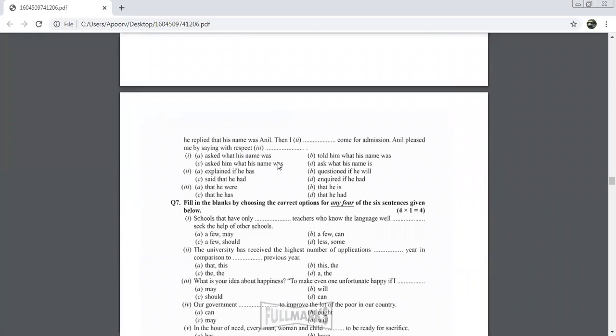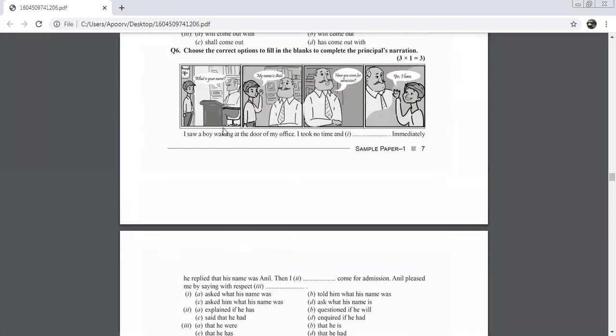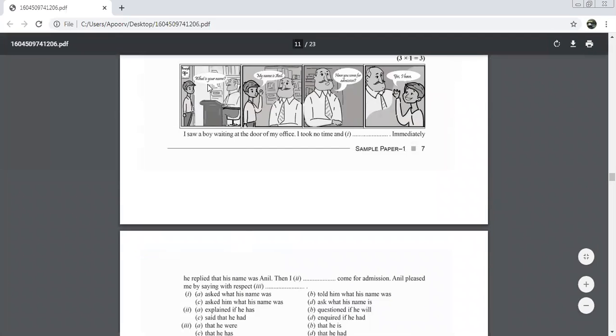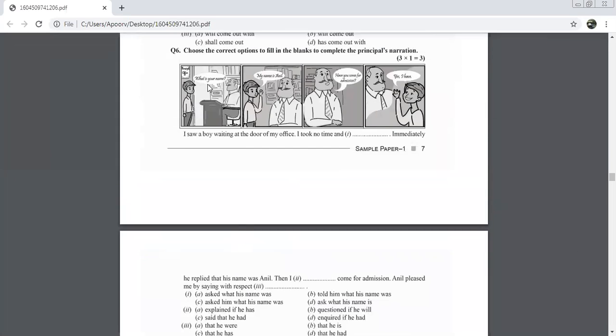Asked what his name was, or asked him what his name was. Him. Asked him. This has to be there. What is the difference between A and C? Him is not there in A, and here your is written. What's your name? So him should be there.